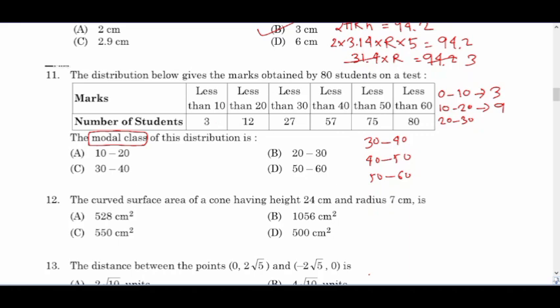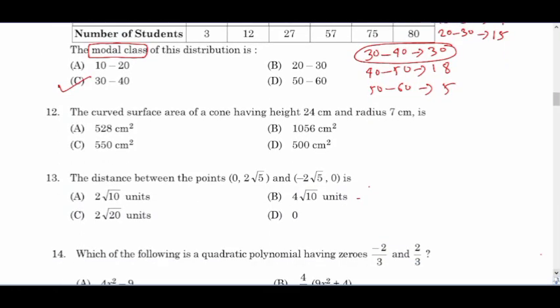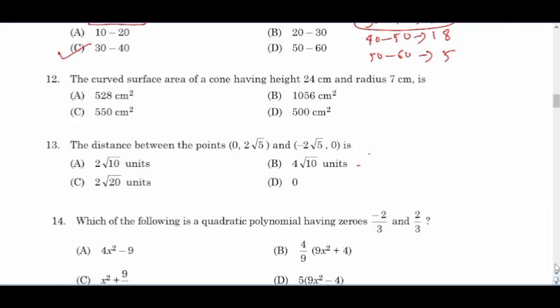So less than 20 is 12. So from 20 to 30 it is 15. Similarly, 30 to 40 will be 57 minus 27, which is 30. And this is 75 minus 57, it is equal to 18. This is 6, 15, 30, 18, 6. So the highest frequency is 30. So 30 to 40 will be the model class. Okay, very very simple question. Just know what model class means.